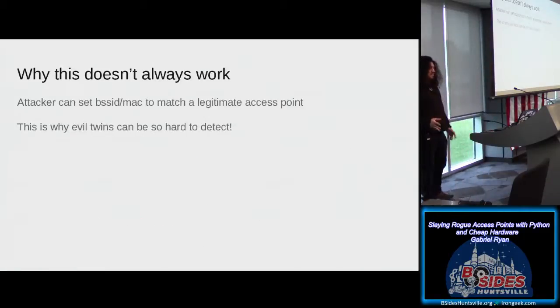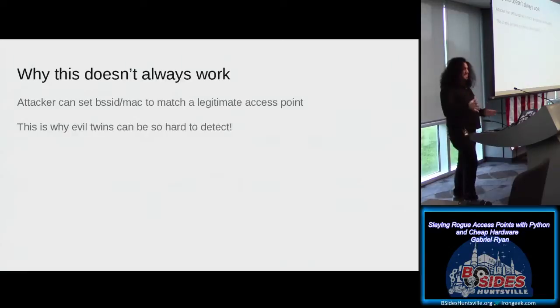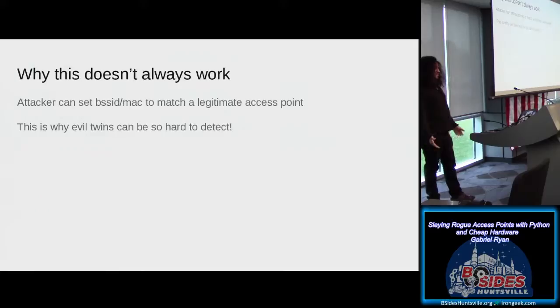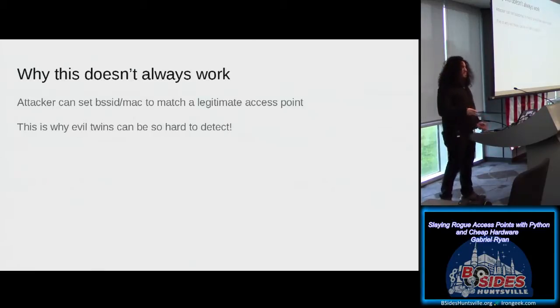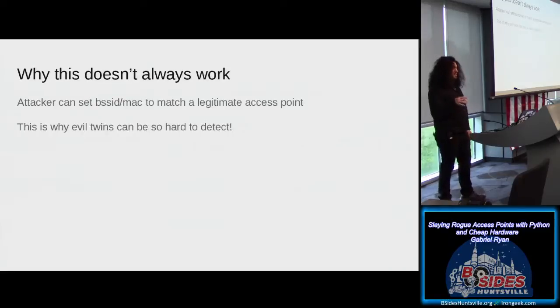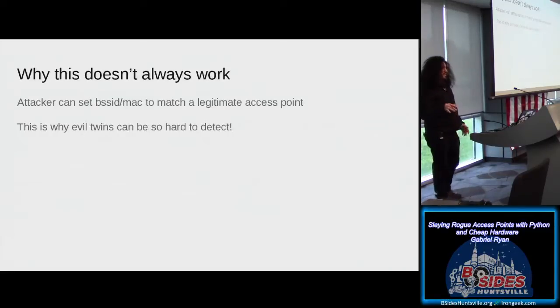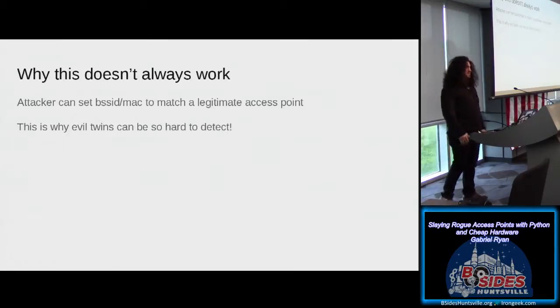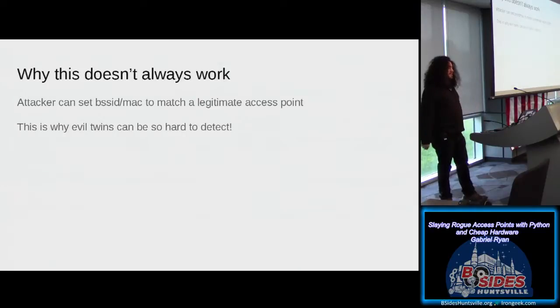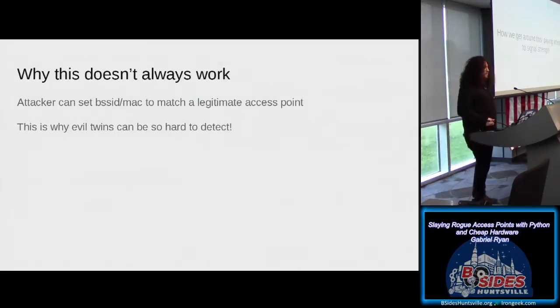Why doesn't this always work? Well, this is great. You can detect it this way unless the attacker actually bothers to spoof their BSSID, because if they spoof their BSSID, they can make their access point look like whatever they want. If they take the time to locate one of the access points on your network and take note of the BSSID, they can set up their access point so it has the same BSSID as one of yours. At that point, whitelisting will fail because, for all intents and purposes, it looks exactly like one of your legitimate access points. So how do we get around this?